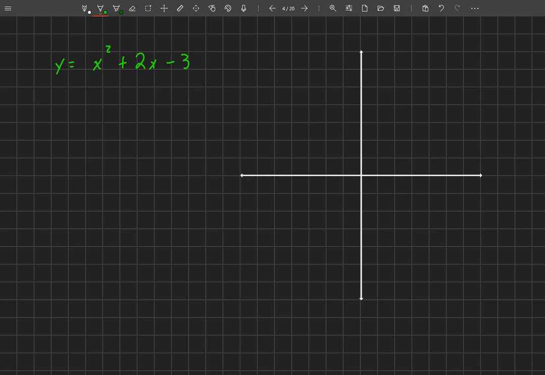Now the old method, the method I used 2 videos ago where we graphed by factoring, well, first of all, we factored. So can you factor this? Yes. What multiplies to give me negative 3 but adds to give me 2? Well, that's a positive 3 and a negative 1. So negative 1 times 3 is negative 3, and 3 minus 1 is 2.